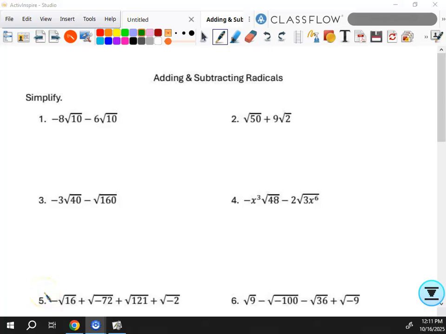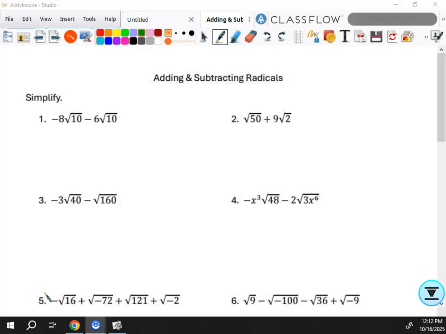Alrighty, so today, listen carefully. We are going to be adding and subtracting radicals. What you need to remember when you do this is to not try to get fancy and not make up math, okay? You treat radicals like you do variables, okay? You have to be able to combine like terms.